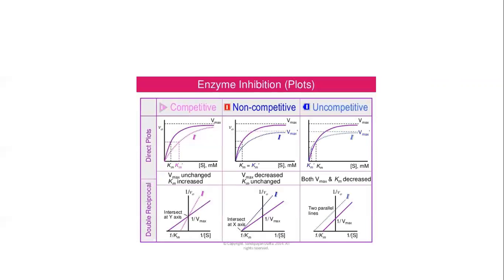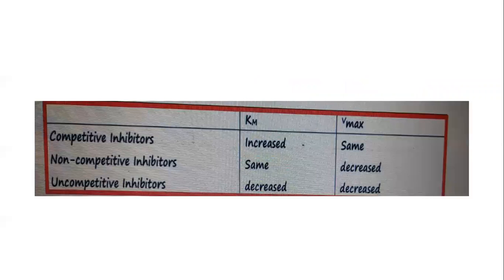First, see the table. This is the one which you are expected to remember. If an image-based question comes, then definitely you have to remember this image and table. But if your theory is strong, then you can rule out the correct answer. See the table once again. Competitive inhibitors: Km increased, Vmax same. Non-competitive inhibitors: Km is same, Vmax is decreased. Uncompetitive inhibitors: Km is decreased, Vmax also decreased.